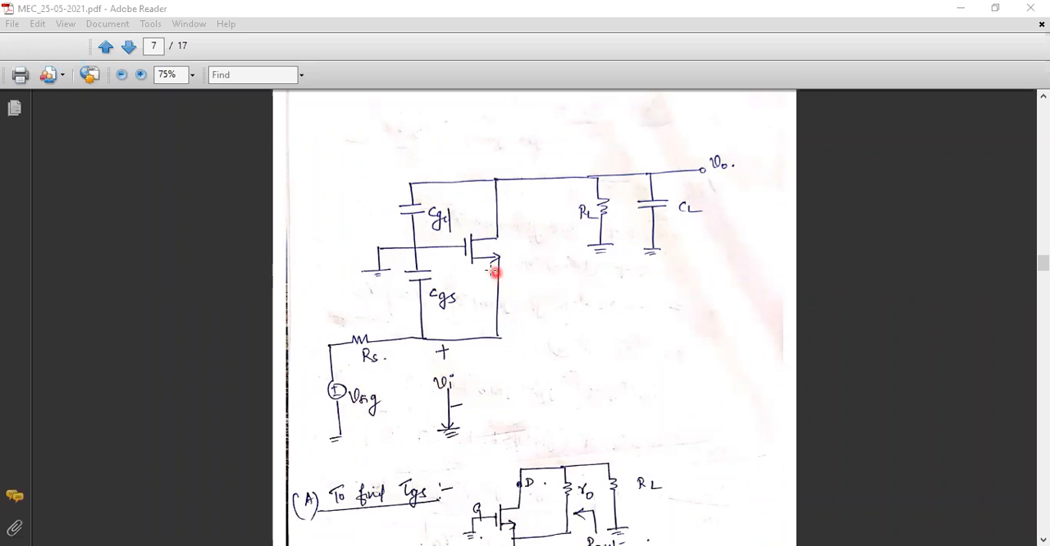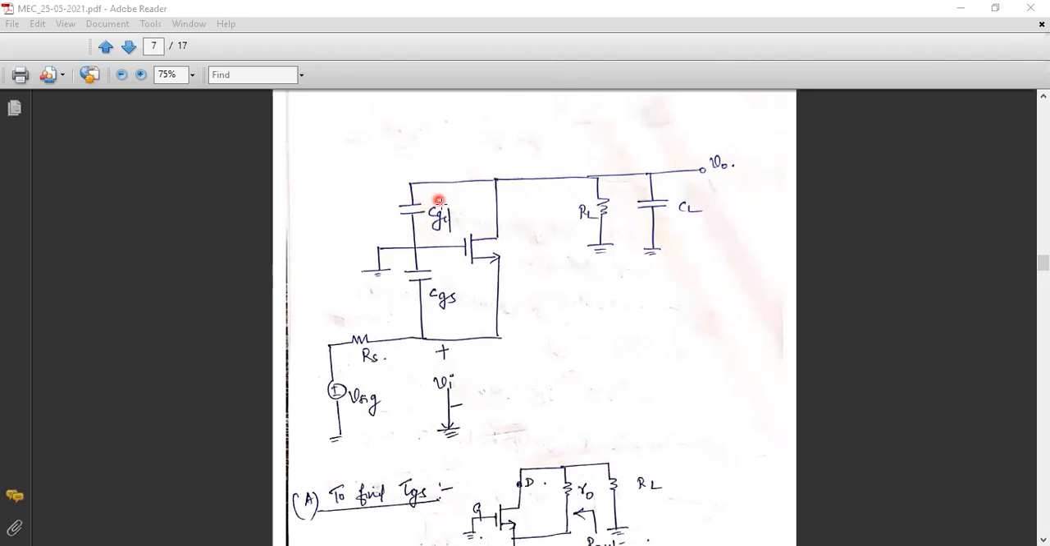This is called common gate. Why is it common gate? Because the gate is common to both input and output side. Input is given to the source and output is taken from the drain. You know the three terminals are gate, drain, and source. We will be providing the input to the source terminal. We will take the output from the drain, and the gate is common to both input and output. So this is the equivalent circuit that we have shown, including the effect of the capacitances CGD, CGS, and CL.